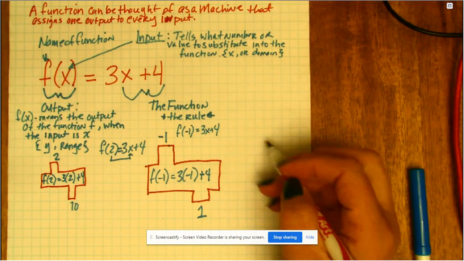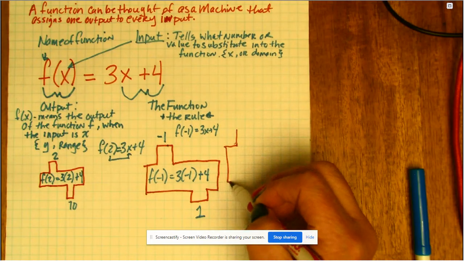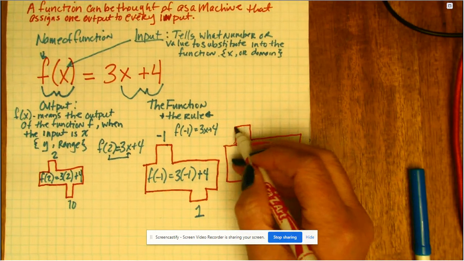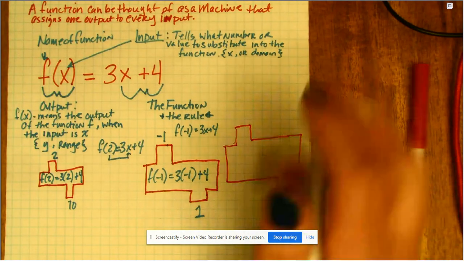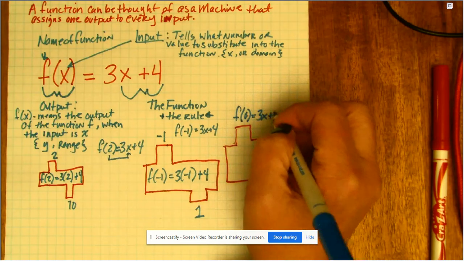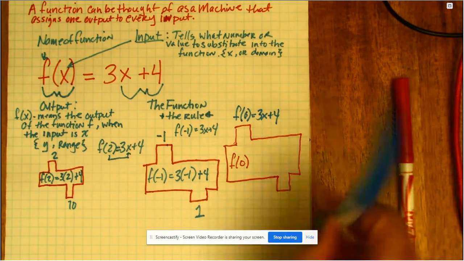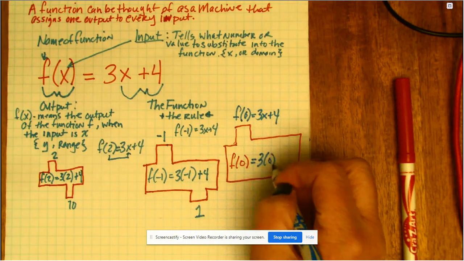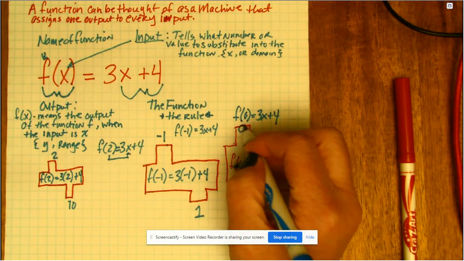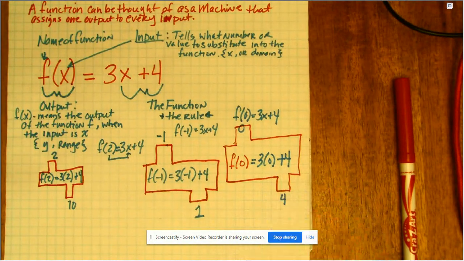So we're going to continue on here. We're going to find f of 0 for 3x plus 4. So f of 0 equals 3 times 0 plus 4. In other words, my input is going to be 0, and my output is going to be 4, because 3 times 0 is 0, plus 4 gives me 4.